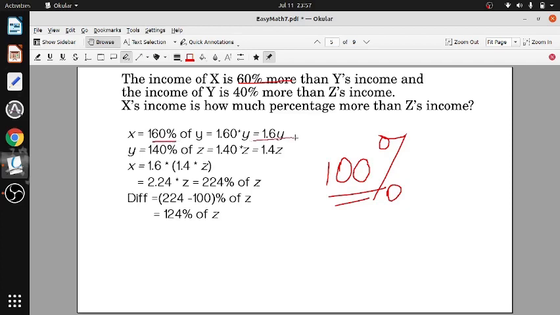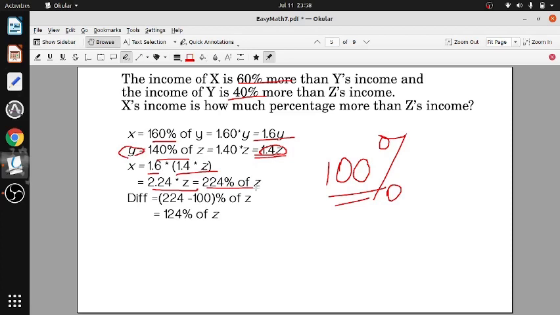So 60% more means 100 plus 60, or 160%. That would be 1.6y. 40% more means 100 plus 40, 140% or 1.4z. So X is 1.6y, but instead of writing y, we write this value of y. So instead of writing 1.6y, 1.6 into the value of y gives 2.24z. And 2.24, when you multiply by 100, you get 224% of z. So X is 224% of z.